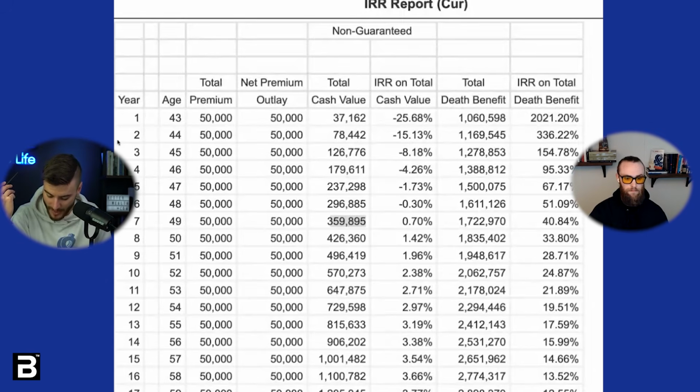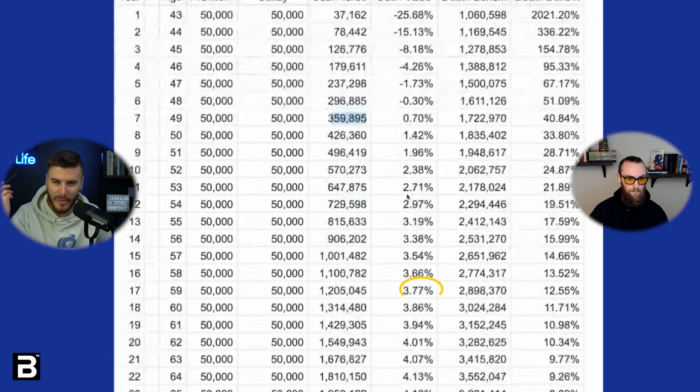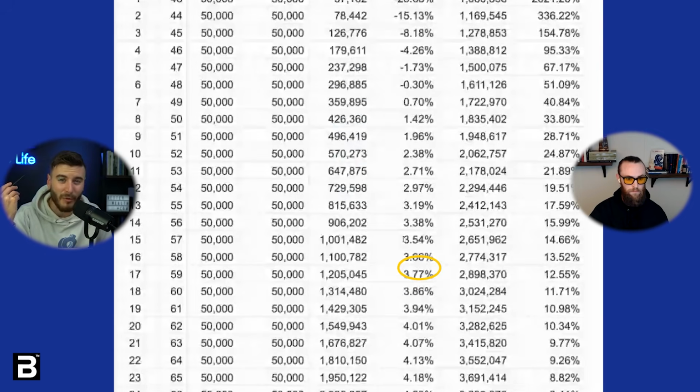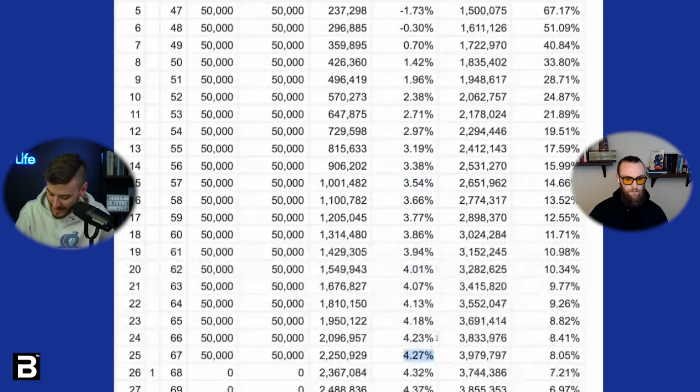But the internal rate of return, at year 10, it's over 2%, at year 15, 3.5%. At year 20, it's over 4%. At year 25, it's 4.24%. And remember, Alden, this is not just that year.